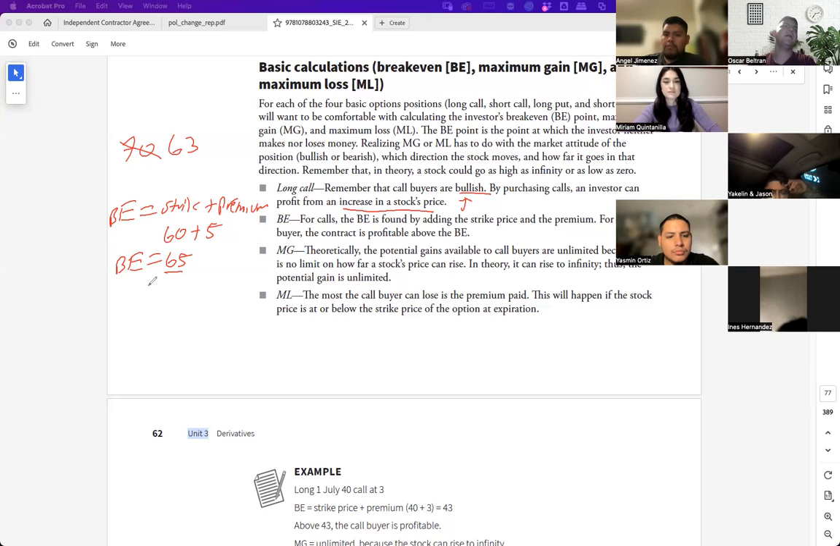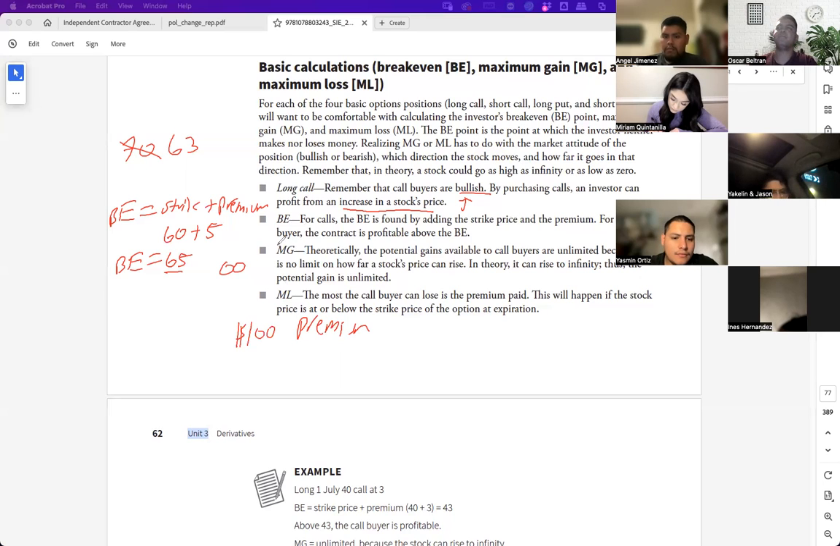Okay, so that's that right there. Here it is. The maximum gain for calls is pretty much going to be infinity. It can go as high as possible. Now, the maximum loss is going to be the total amount that you put in there for your premium. So if you put $100 for your premium, that's all you're going to lose. You're not going to lose anything more.